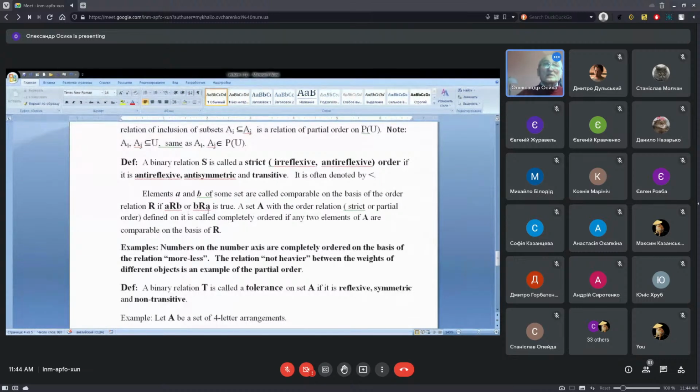Either this or this. A set A with the order relation, strict or partial, defined on it, is called completely ordered if any two elements of A are comparable on the basis of R.